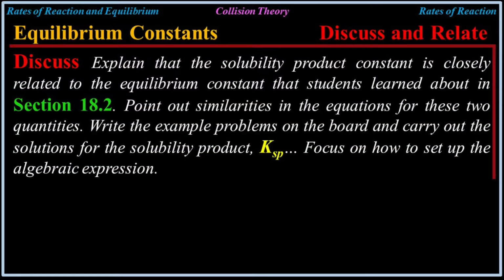Discuss. Explain that solubility product constant is closely related to the equilibrium constant that students learned about in section 18.2. Point out similarities in the equations for these two quantities. Write the example problems on the board and carry out the solutions for the solubility product, Ksp. Focus on how to set up the algebraic expression.